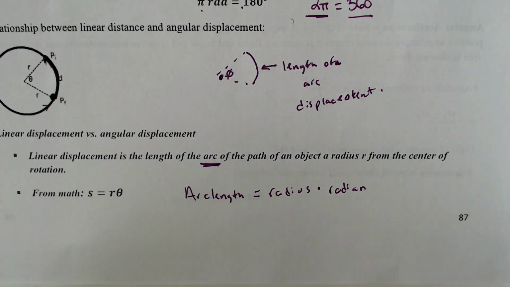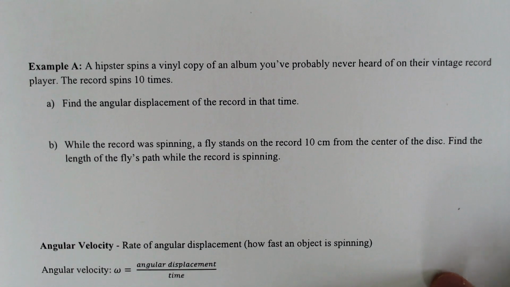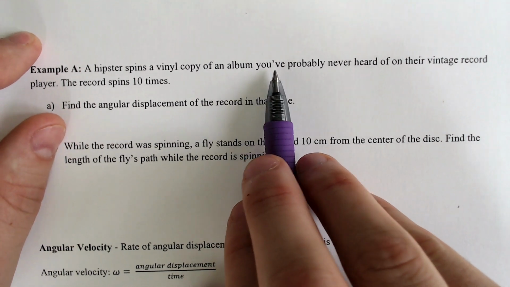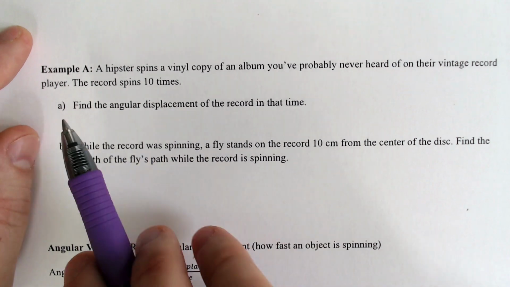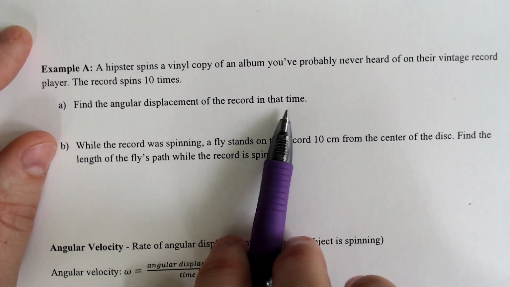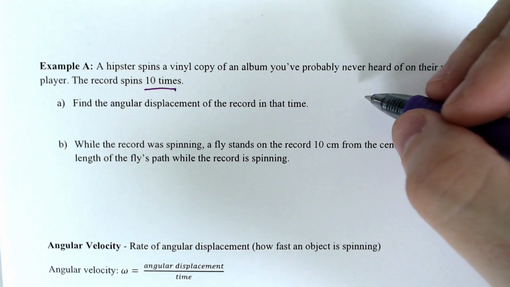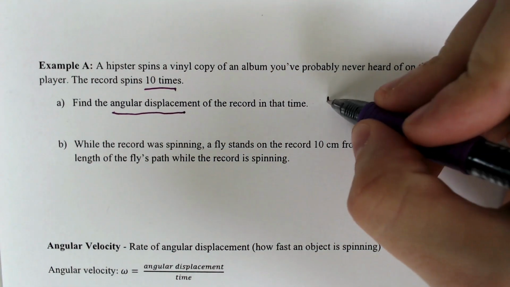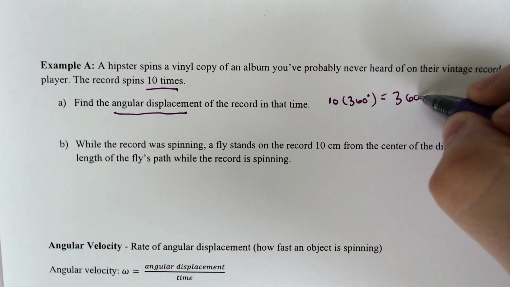All right, so let's get through a few other problems. We got an example here for you before we get into some more vocab and pretty much just formulas after this one example. A hipster spins a vinyl copy of an album you've probably never heard of on their vintage record player. The record spins 10 times. Find the angular displacement of the record at that time. There's two different ways you could do it. You could think of this, well, it's spun around 10 times. The angular displacement is literally how many times around, or what was the angle produced. You could do 10 times 360 degrees and get 3,600 degrees.